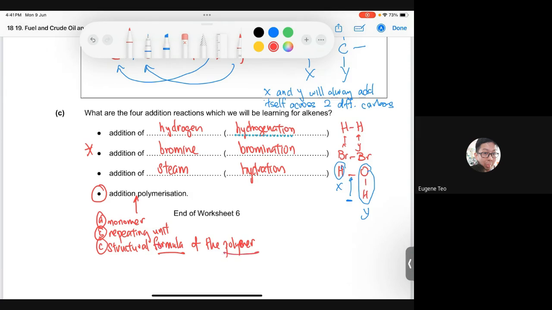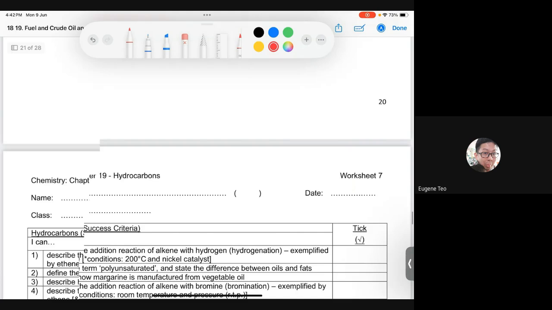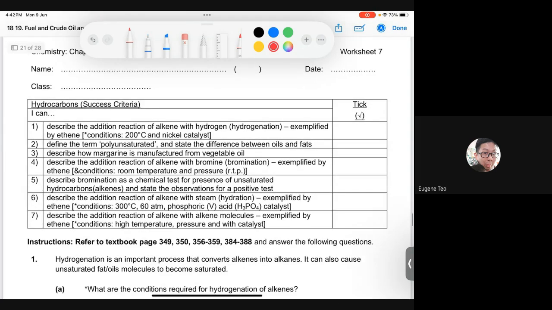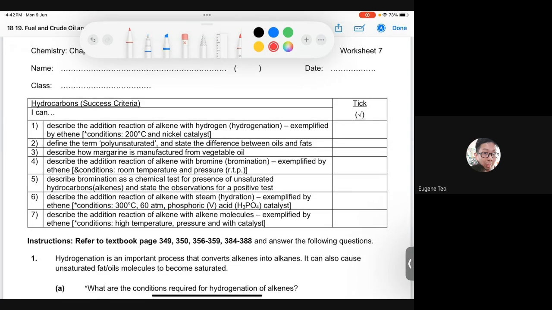Okay, more in detail. So we're going to go into details now for each of these: hydrogenation, bromination, steam addition, hydration, and also addition polymerization. I think today we can only maybe complete the first three. I think so. We see how it goes. Okay, so let's continue. We're going to go into the various reactions now. You can see here, there's quite a lot to cover.